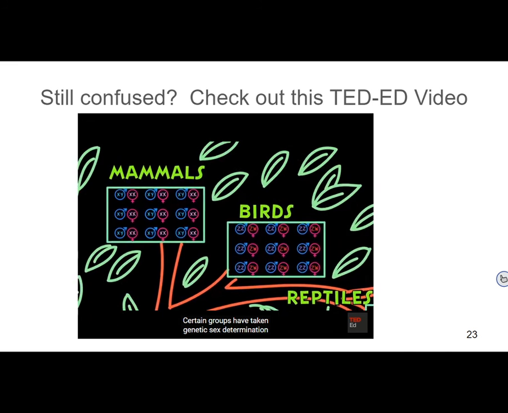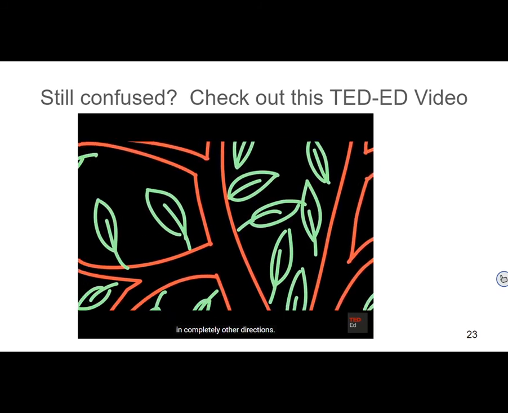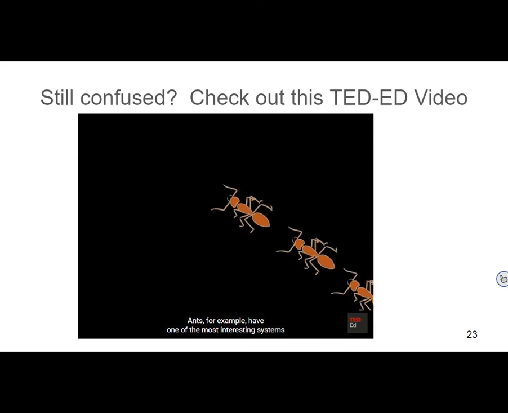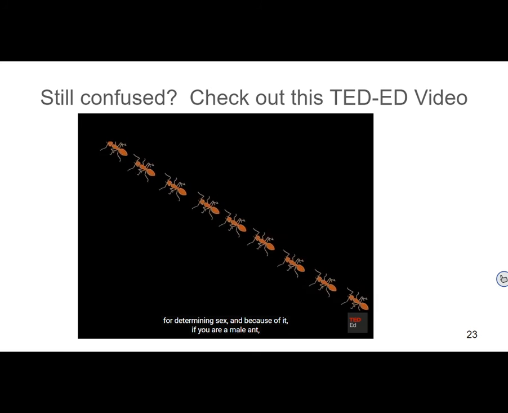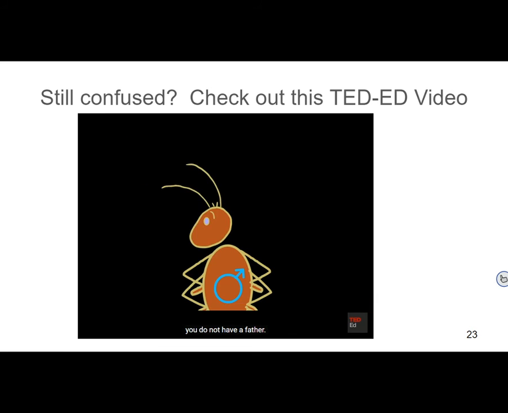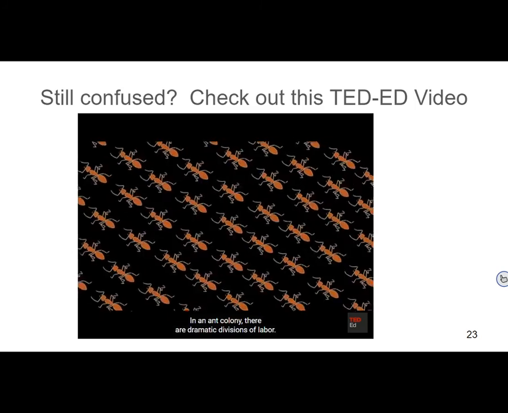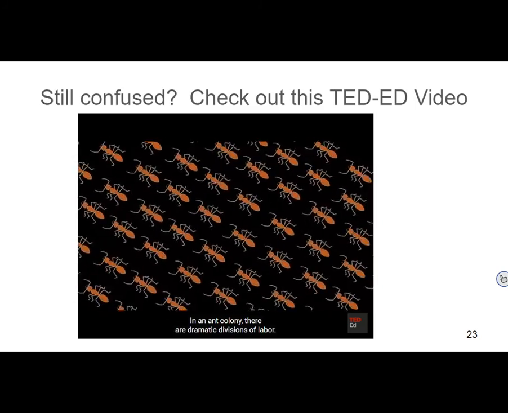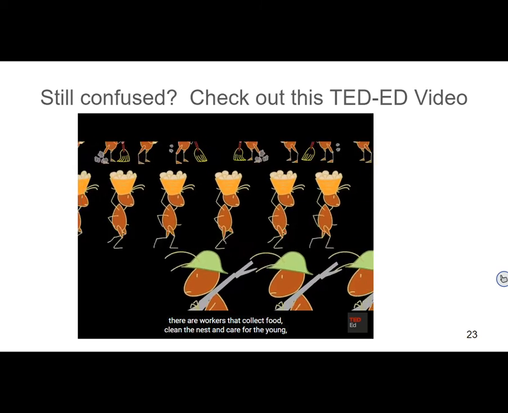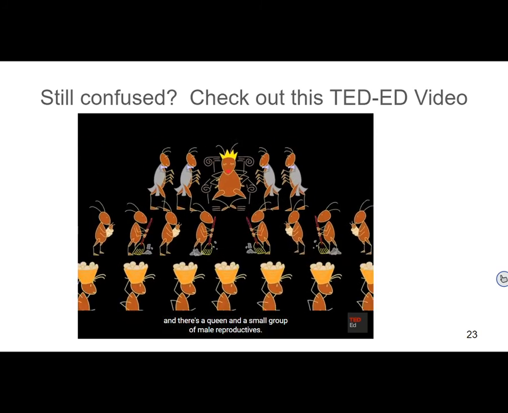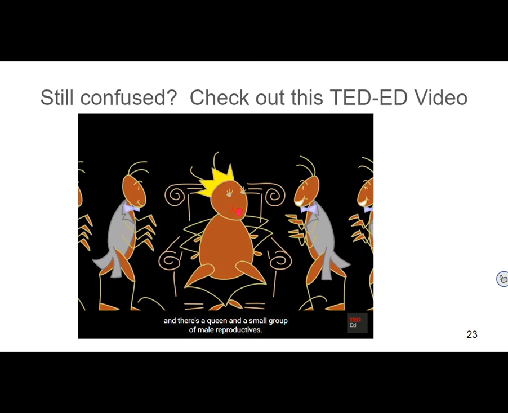Certain groups have taken genetic sex determination in completely other directions. Ants, for example, have one of the most interesting systems for determining sex, and because of it, if you are a male ant, you do not have a father. In an ant colony, there are dramatic divisions of labor. There are soldiers that defend the colony, there are workers that collect food, clean the nest, and care for the young, and there's a queen and a small group of male reproductives.